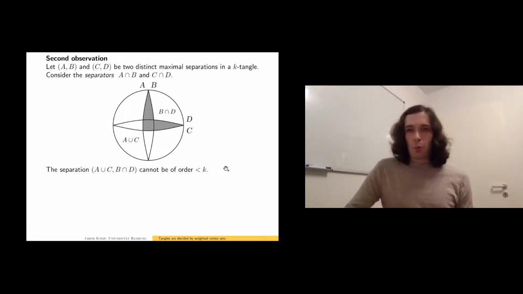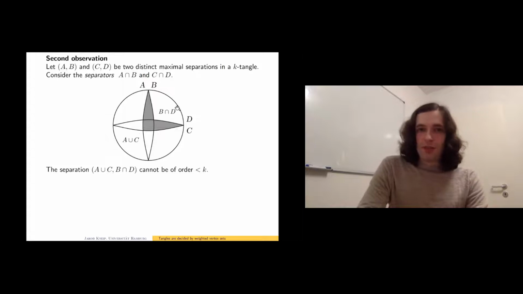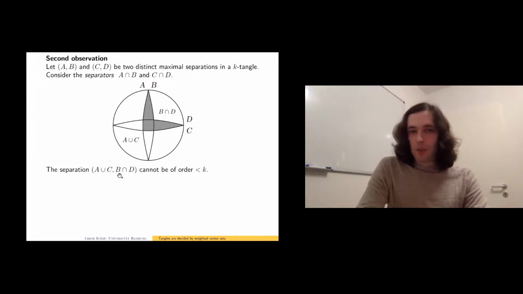Now, why can the separation not be of order less than k? So if there are fewer than k vertices in the gray part, then our k-tangle would have to declare one of these two sides as big, either B intersect D or A union C. Now, if the tangle were to declare that B intersect D is big in this tangle, then we would contradict the maximality of A, B and C, D, because this separation in our partial order is strictly bigger than both A, B and C, D. So our tangle cannot declare this side as big.